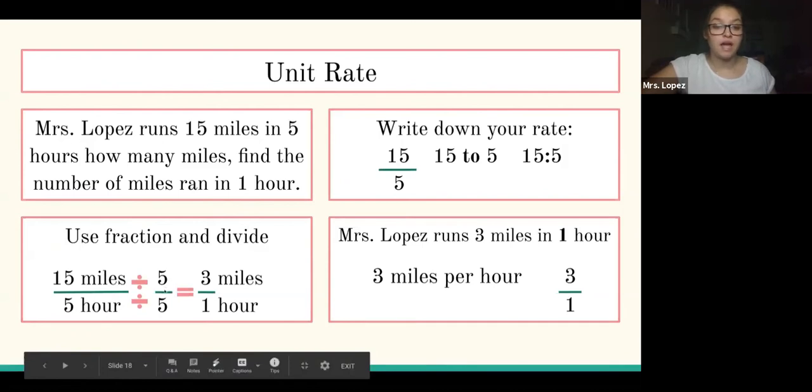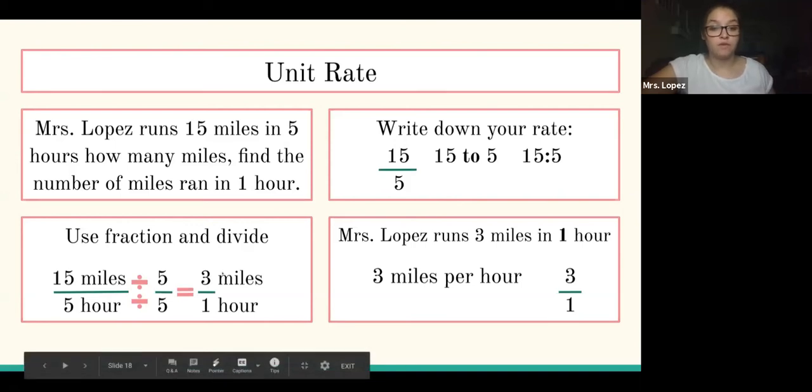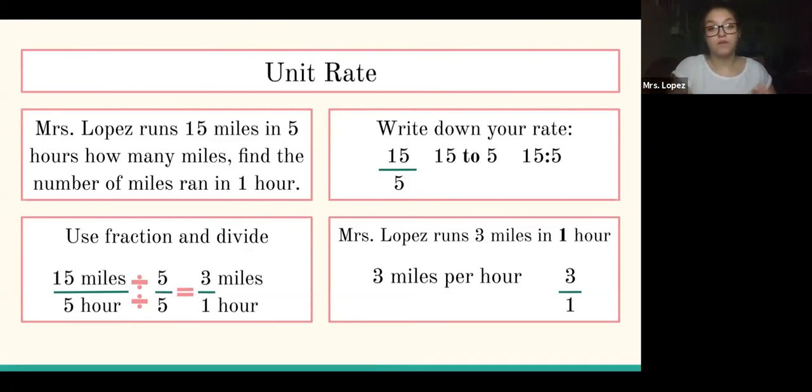We're going to divide that. So 5 goes into 15 miles 3 times. So that gives 3 miles. And 5 goes into 5 1 time. So there's 3 miles per hour. So, Ms. Lopez runs 3 miles in 1 hour. You have to make sure that for a unit rate specifically, it always has to be per one unit. So, miles per hour. So, I ran 3 miles in 1 hour.